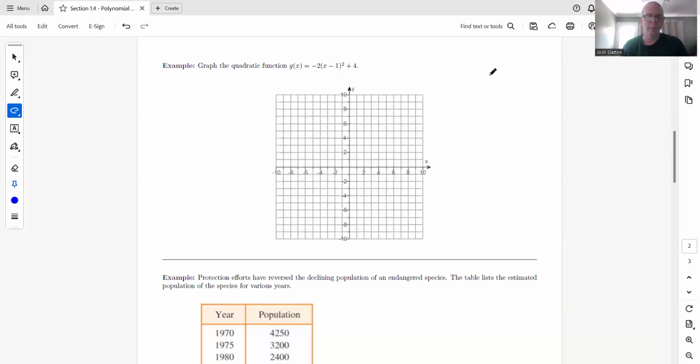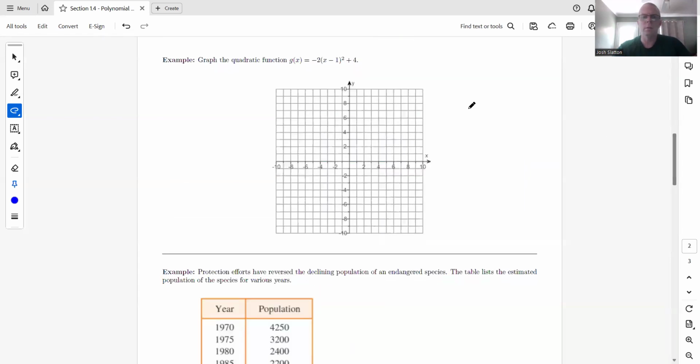All right, so let's look at a couple of examples here. So we have, graph the quadratic function g of x equals -2 times x minus 1 squared plus 4.